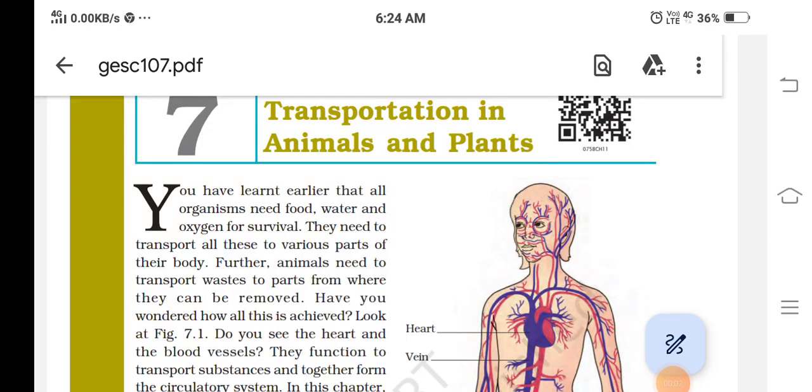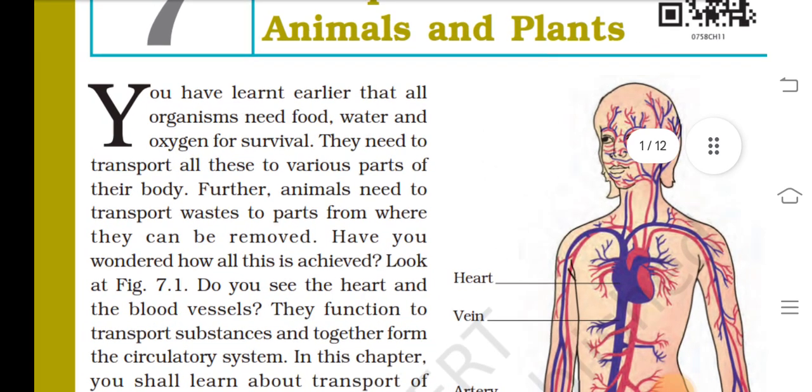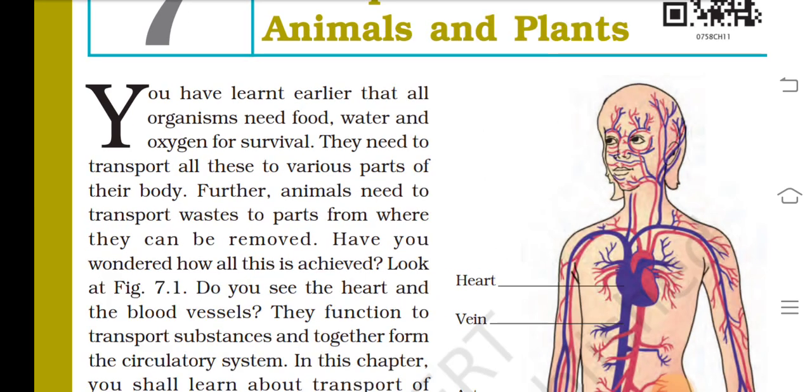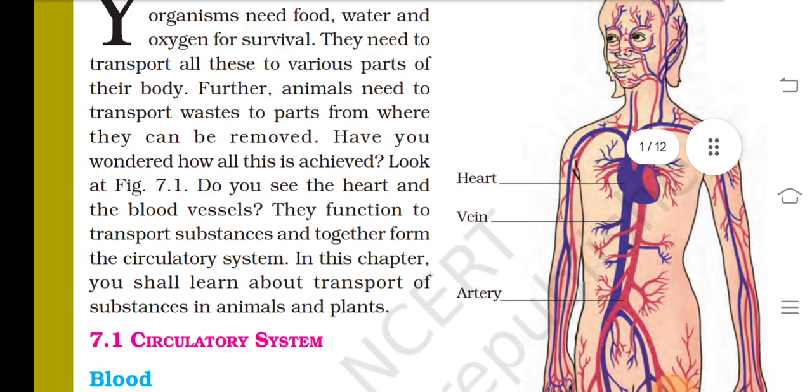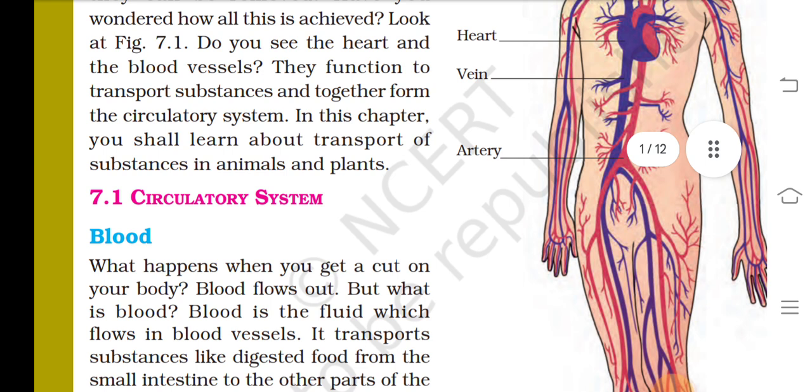Transportation in animals and plants. You have learned earlier that all organisms need food, water, and oxygen for survival. They need to transport all these to various parts of their body. Further, animals need to transport waste to parts from where it can be removed. Have you wondered how all this is achieved?